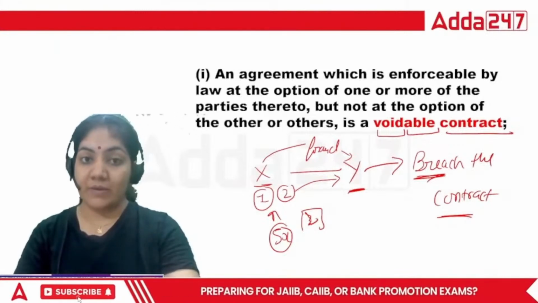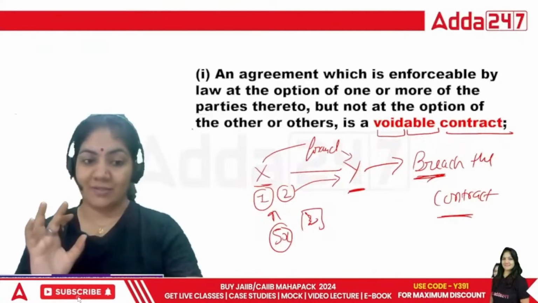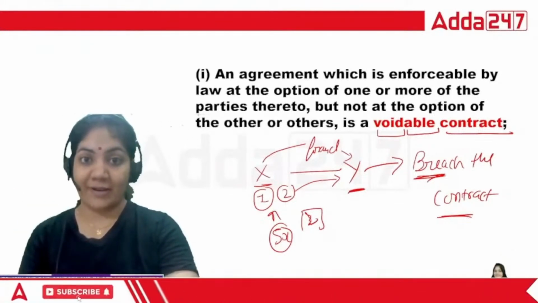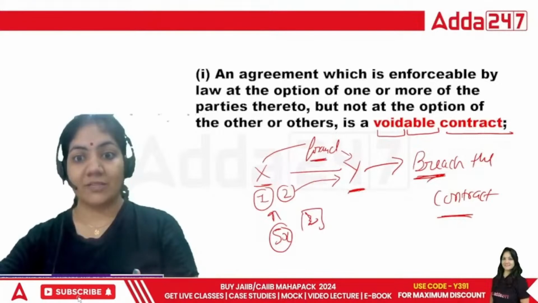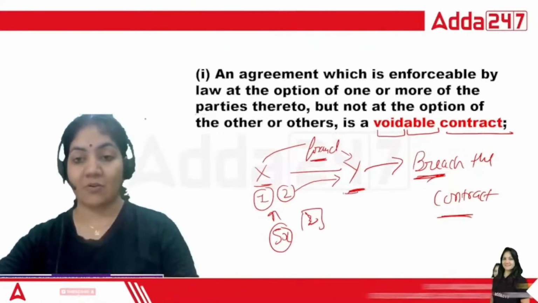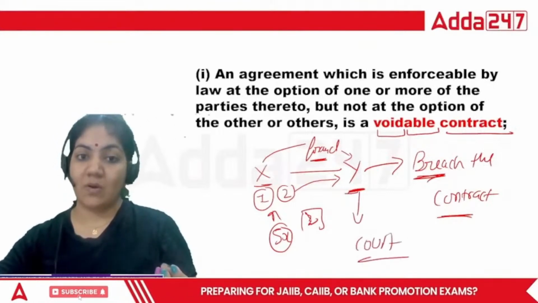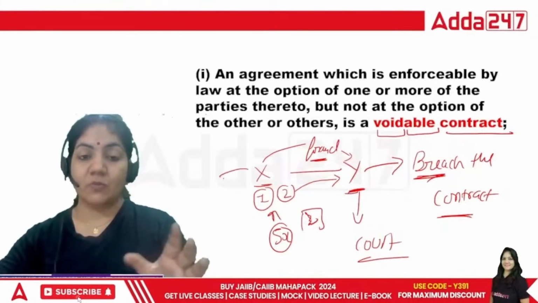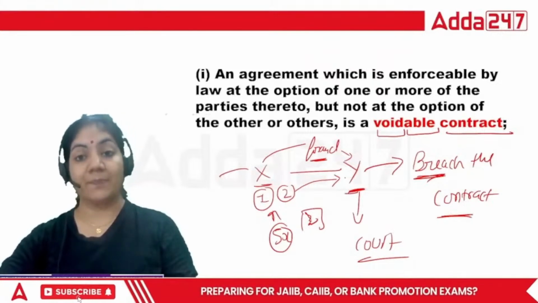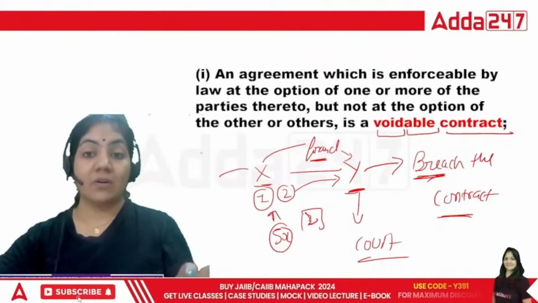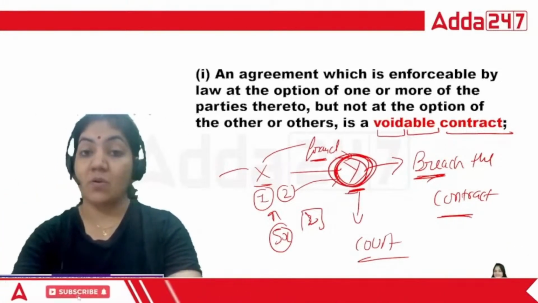X will not breach the contract, but Y will, because X has done fraud. Y will file a case in the court, and the court will order X to pay some compensation to Y and give the 50 lakh rupees back to Y. So the contract in which only one party has the right to breach the contract is called a voidable contract.